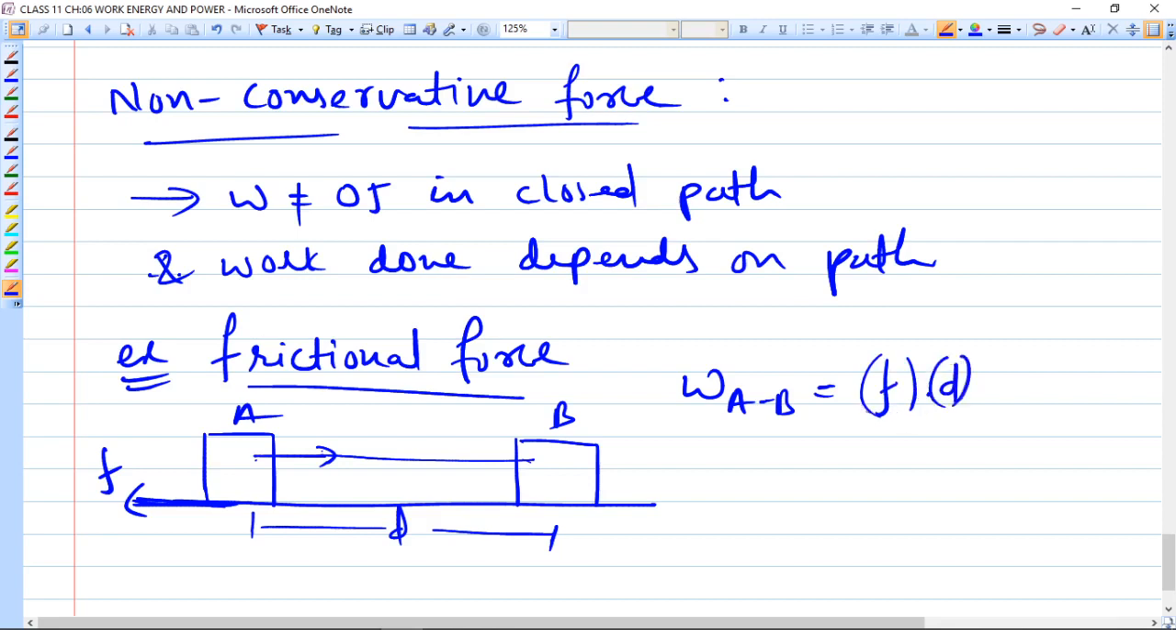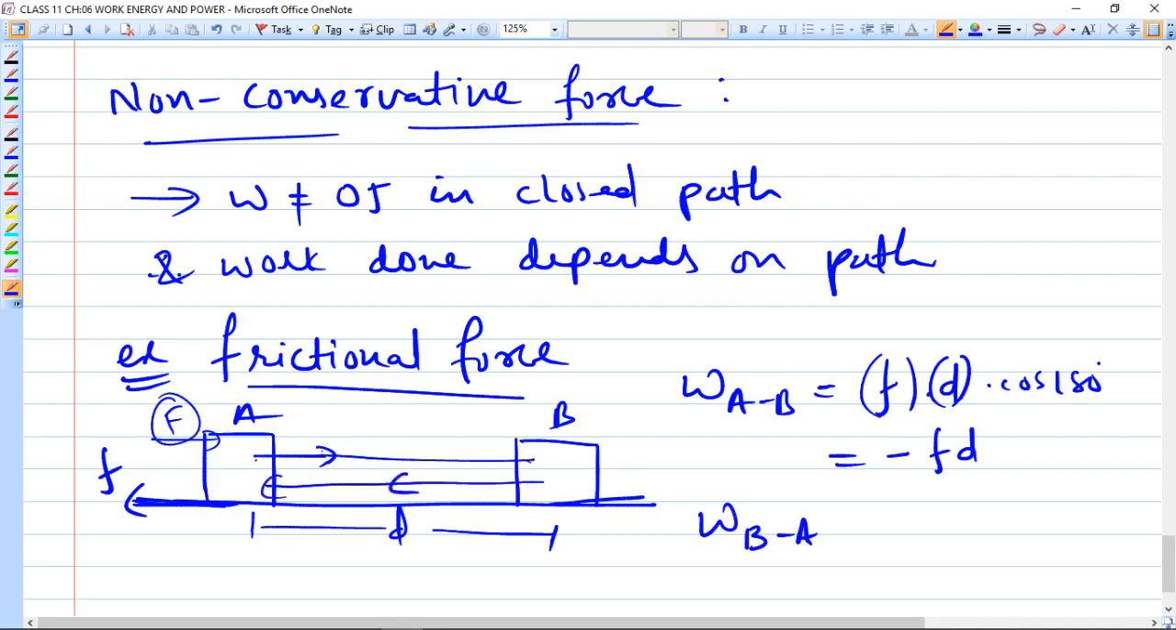See, we are calculating work done by frictional force, so I am replacing force with frictional force. If it is asked work done by some applied force, then we have to replace that applied force. Clear? Whatever work you have to calculate, you have to replace that force. And what is the angle between F and D? It is 180. Frictional force is always opposite to the displacement. So cos 180 is minus 1. So what is the answer? Minus FD.